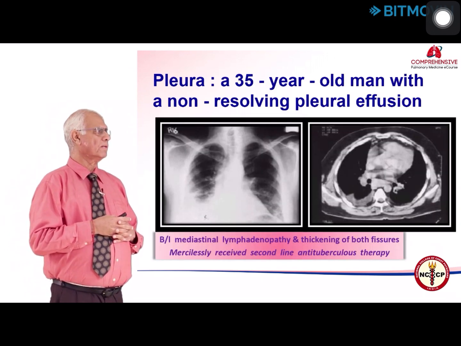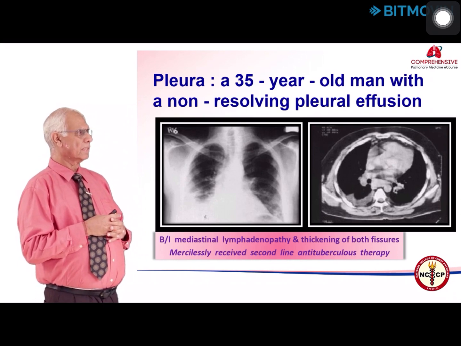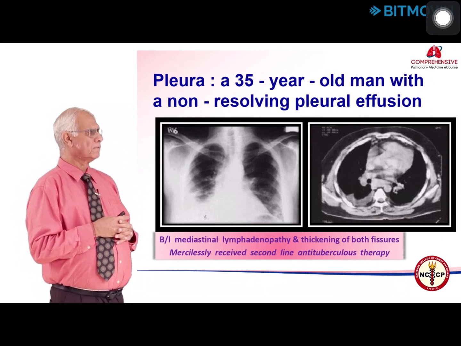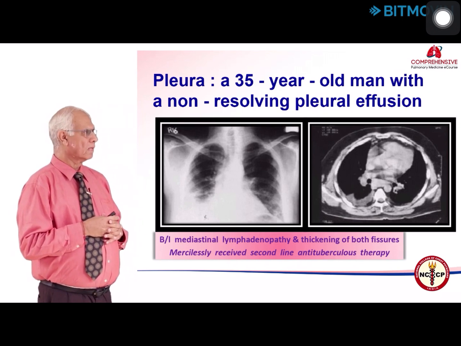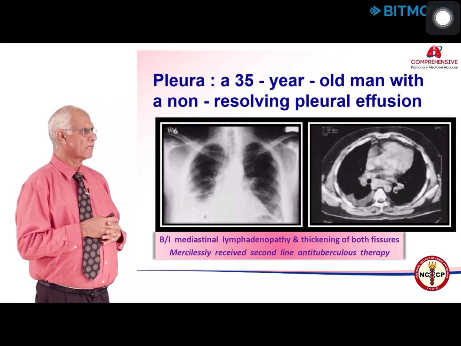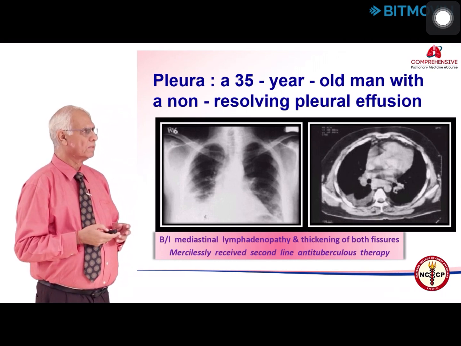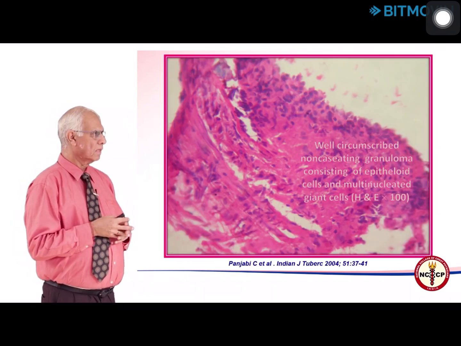This is a 35-year-old man with non-resolving pleural effusion. He had mercilessly been treated for tuberculosis. He had even received second-line antituberculous therapy, but eventually when we had a look at him, we found he had a skin lesion. We did a biopsy, and there were non-caseating granulomas, and he responded well to treatment for sarcoidosis. This is the granuloma we took out from his lungs.